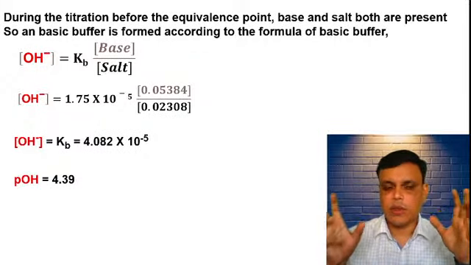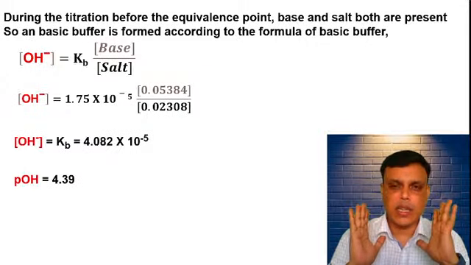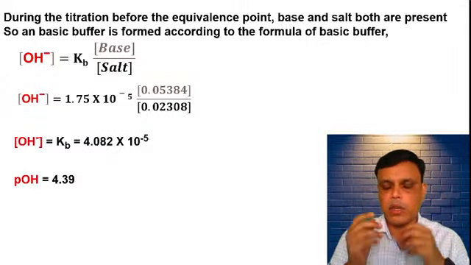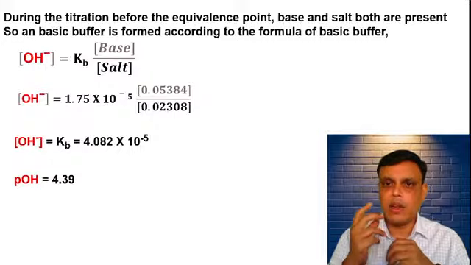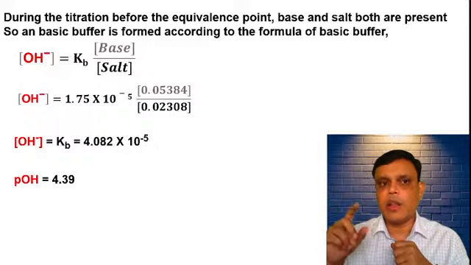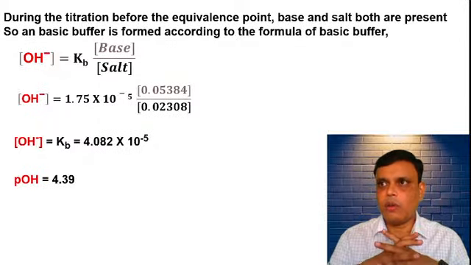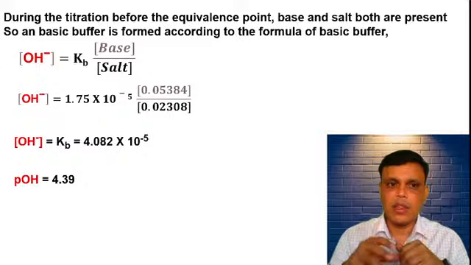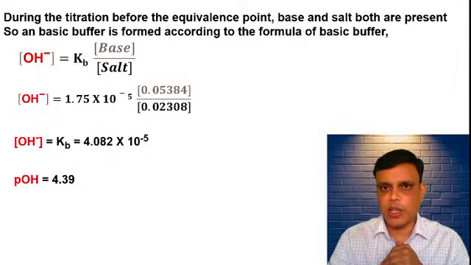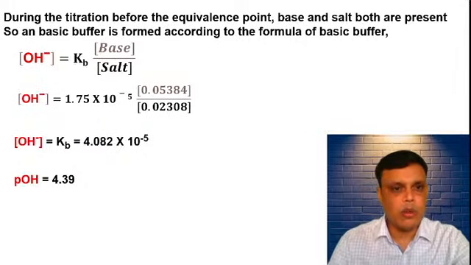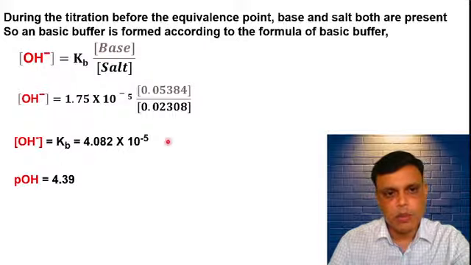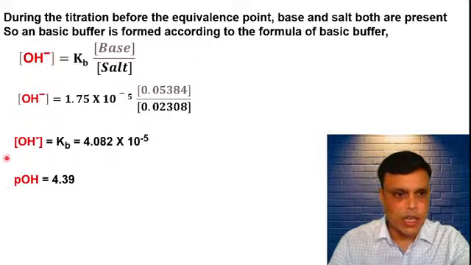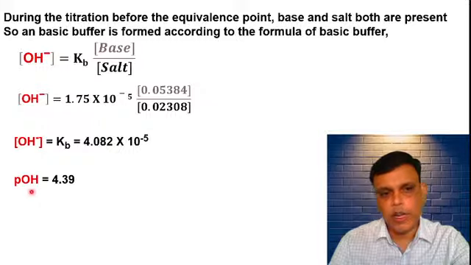Correct. Once you know the concentration of OH minus ion, then you can calculate the pOH, because mathematically we can express pOH as the negative logarithm of OH minus ion concentration. This is the mathematical formula. So take the negative log of this value, you will get the pOH. और वो कितना आ जाएगा? pOH will come 4.39.